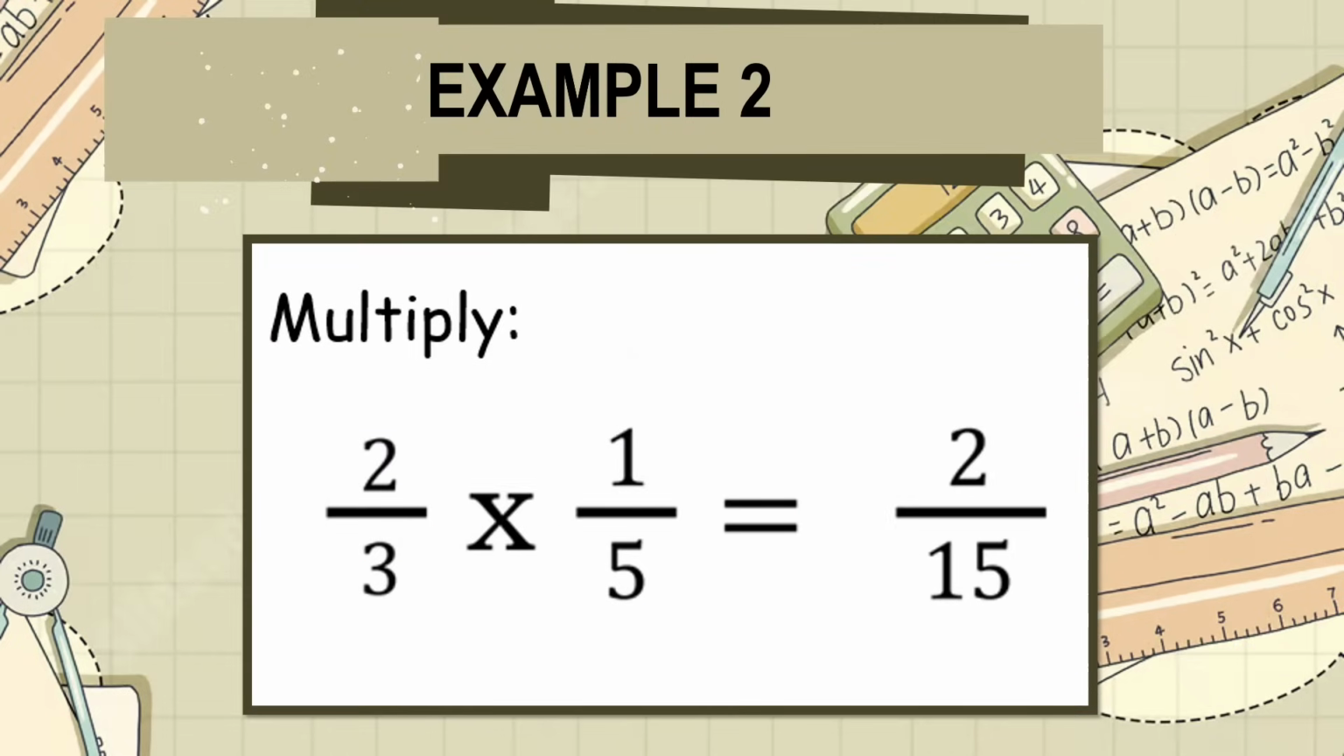So next, we have example 2. Multiply 2/3 by 1/5. So that would be 2 over 15. So paano nangyari yon? So how come that the product is 2 over 15?